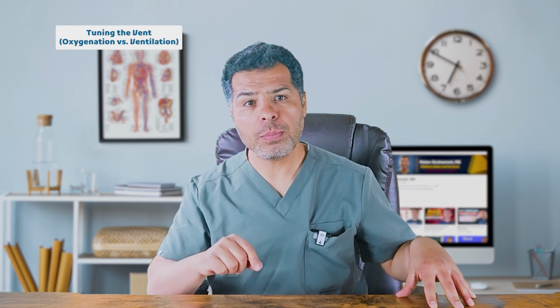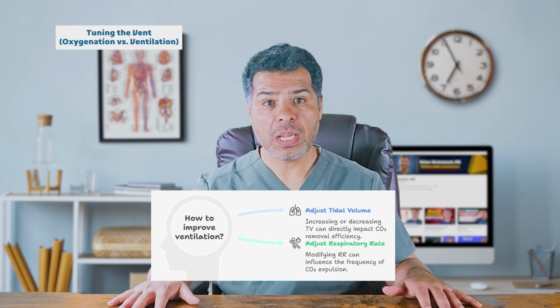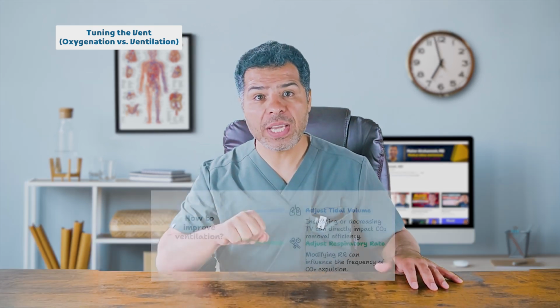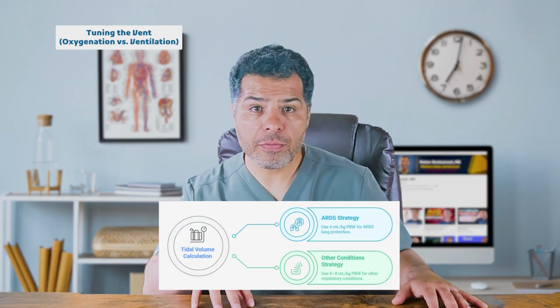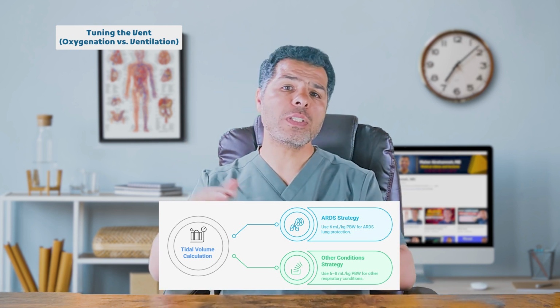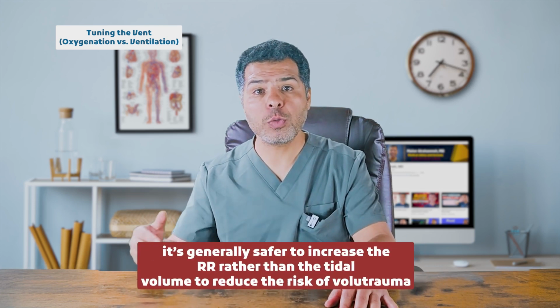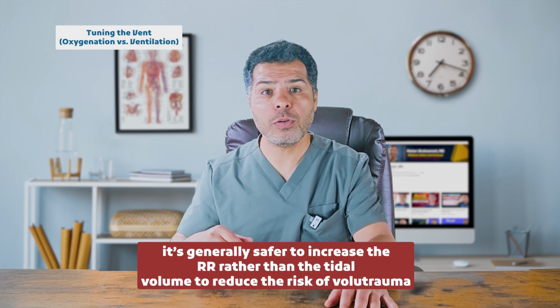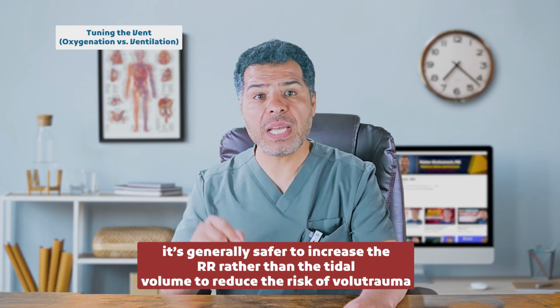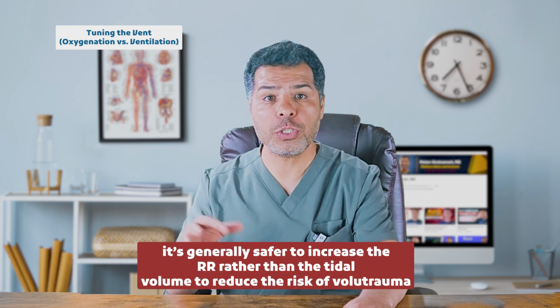The two main variables we adjust are the tidal volume and the respiratory rate, because they control minute ventilation. Now, always use predicted body weight, not actual body weight, to set the tidal volume. In ARDS, we aim for a lung protective strategy, 6 ml per kg of predicted body weight tidal volume. In most other conditions, a range of 6 to 8 ml per kg of predicted body weight is acceptable. Now, if more ventilation is needed, it's generally safer to increase the respiratory rate rather than the tidal volume to reduce the risk of volutrauma. But remember that the higher the respiratory rate, the shorter the respiratory cycle is, which affects the IE or inspiration-expiration ratio.